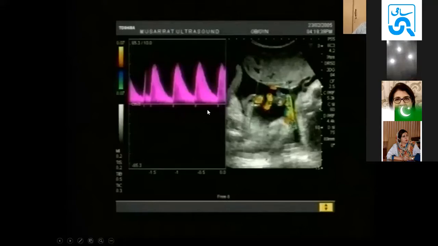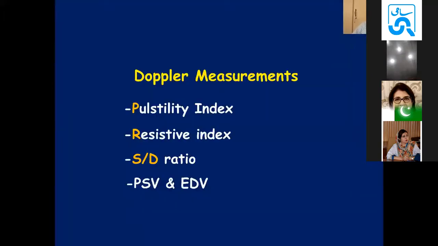And we calculate the ratios for that and see whether that ratio corresponds with the gestational age or not. So what are the measurements? We have PI, RI, SD ratios, peak systolic velocity, and diastolic. Now, some people take PI all the time. I have categorized where to do SD ratio, where to do RI, where to do PI, and where to do PSV. And that's very significant. We'll talk about that later.